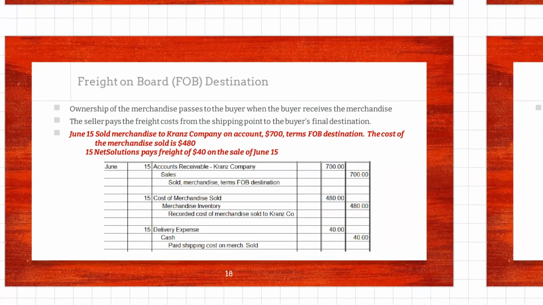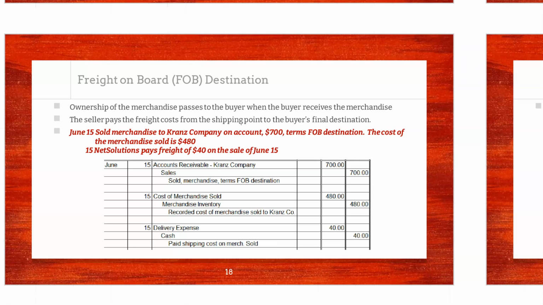What if it's freight on board destination? So in this case, the buyer does not take ownership of the product until it's physically in their hands. So that means it's the seller's responsibility to pay for it. Okay, so this is like when you get free shipping.